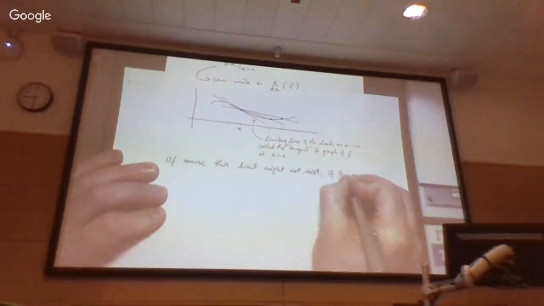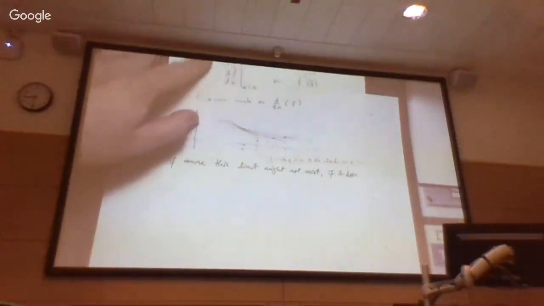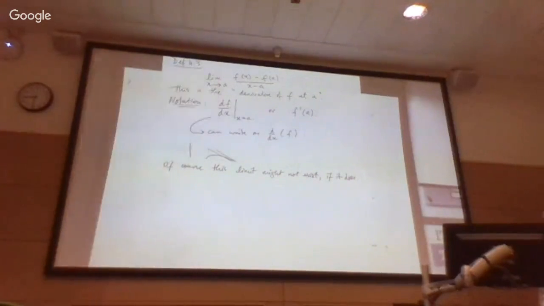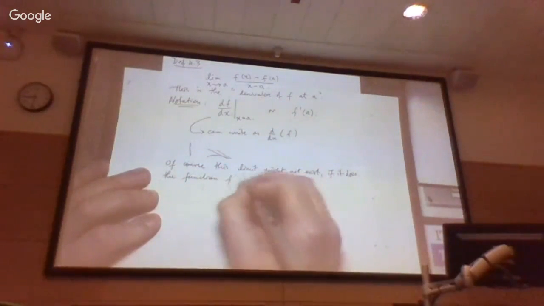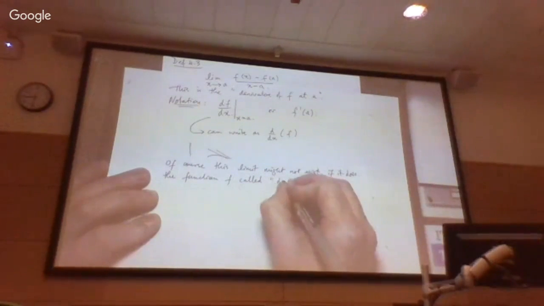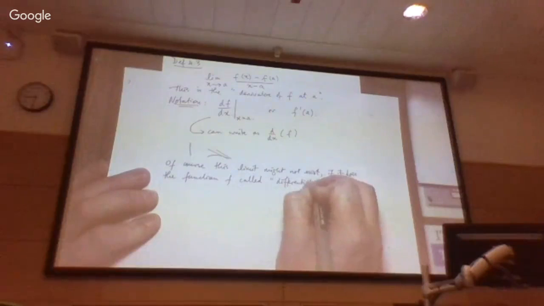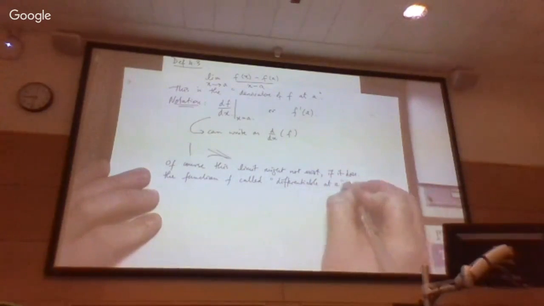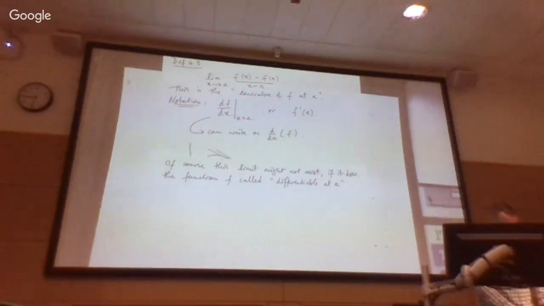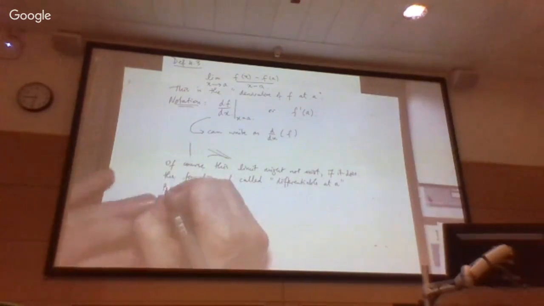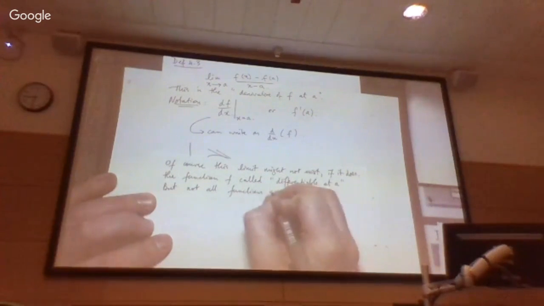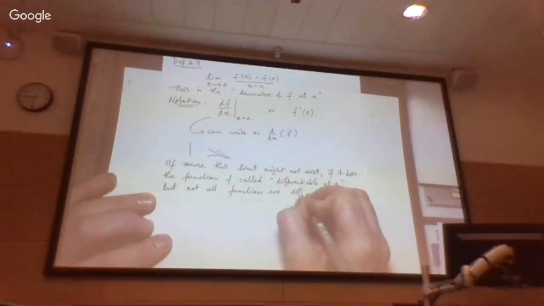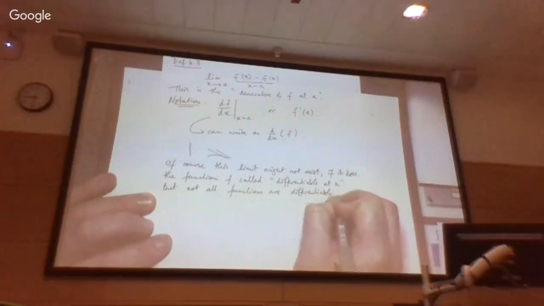If it does, if this limit up here exists, if there's some real number that is the limit of that quantity, the function f is called differentiable at a. It has a derivative. But not all functions are differentiable at every point in their domain.